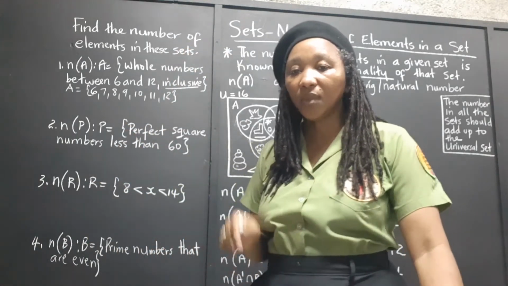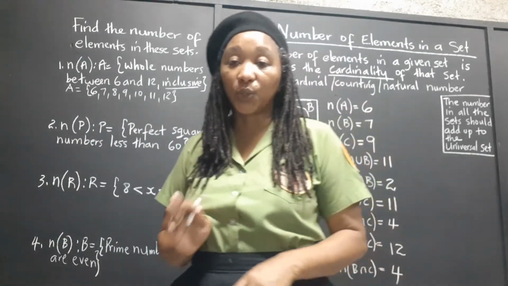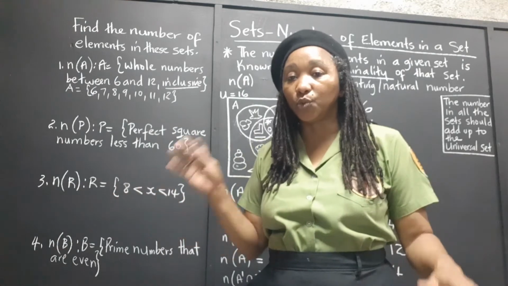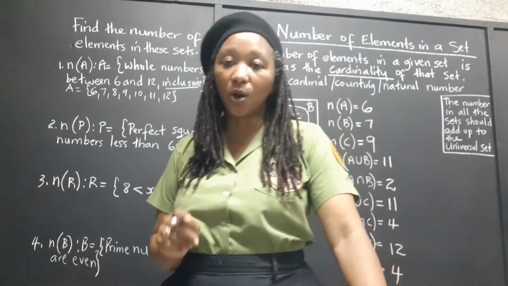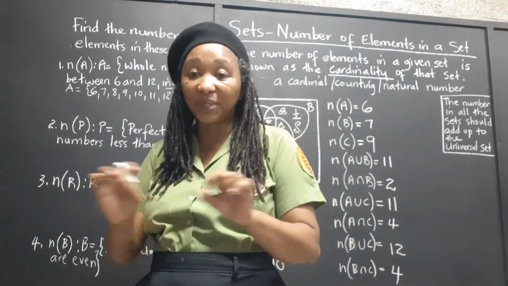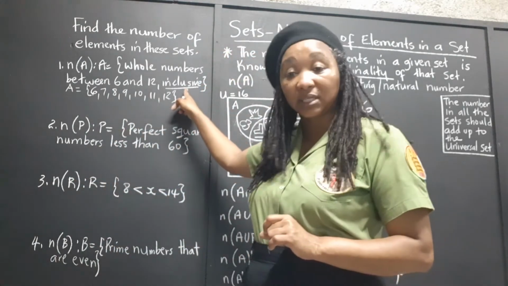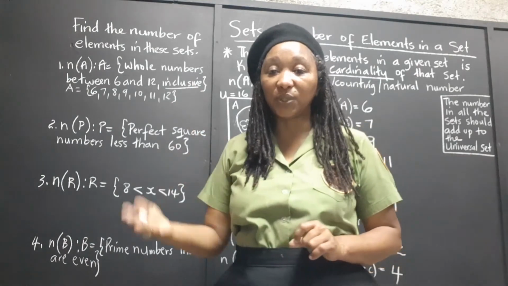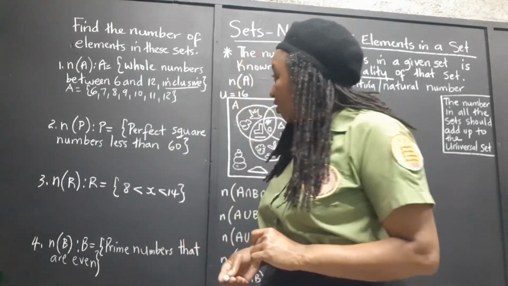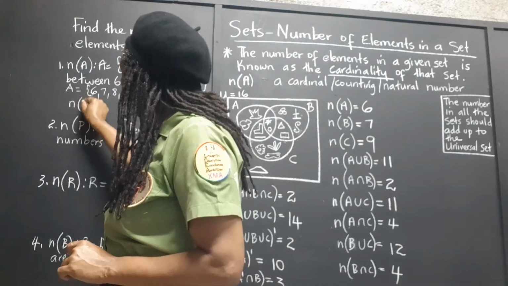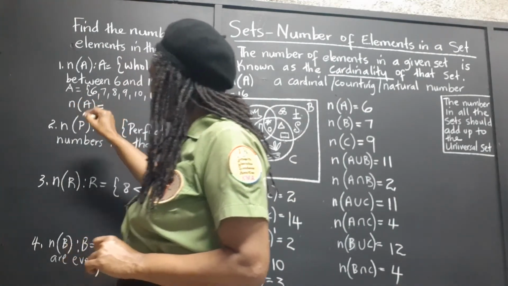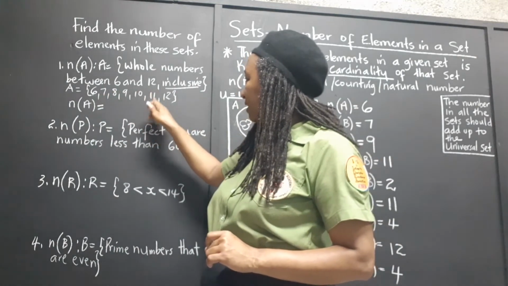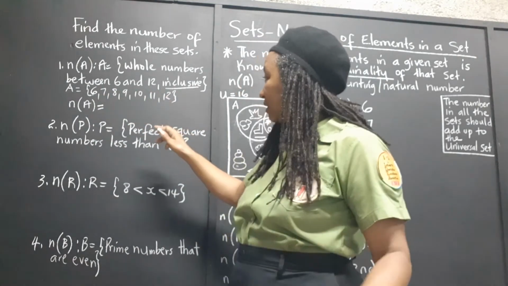Remember, normally when you are told to list elements between two endpoints, you do not usually count the endpoints, just the ones between. But you have to look to see if they want you to include them. They will tell you inclusive. Alright, so let's count. So the number in A then would be 1, 2, 3, 4, 5, 6, 7 elements.